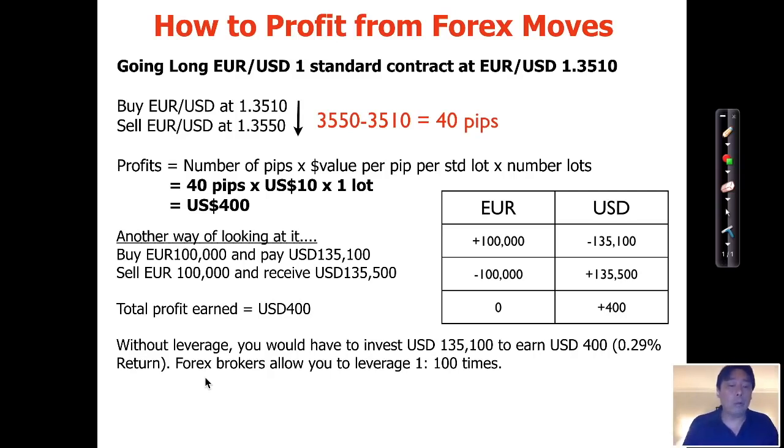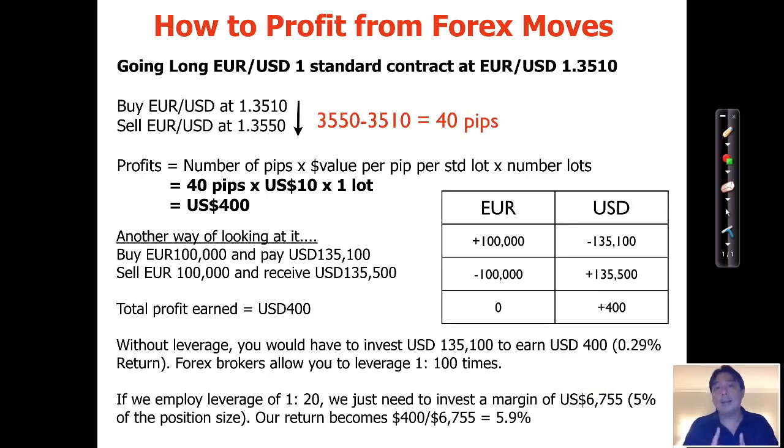Most Forex brokers allow you to leverage 1:100. What does that mean? That means for every 100,000 euros, you only need 1,000 euros of deposit to buy that position. If you only use 1,000 euros, you're making $400 from 1,000 euros, and that's a much better return.